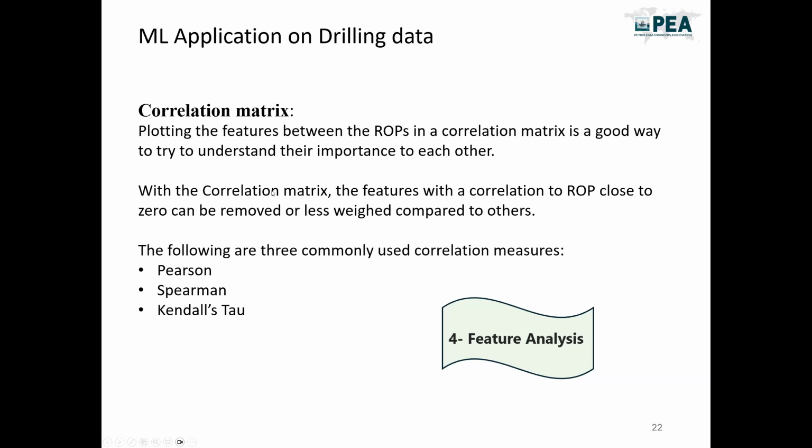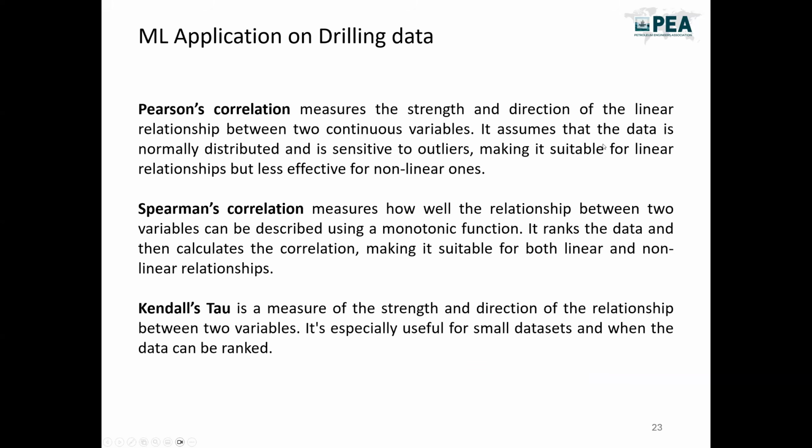For doing this, we can use one of these 3 commonly used methods. We need to use the correlation matrix. We're going to use either the Pearson, Spearman, or Kendall's method for that. Just a little bit of information on each of these. I'm not going to go deep into that. Pearson's correlation measures the strength and direction of the linear relationship between 2 variables. It is suitable for linear relationships, and if it is nonlinear, it's less effective.